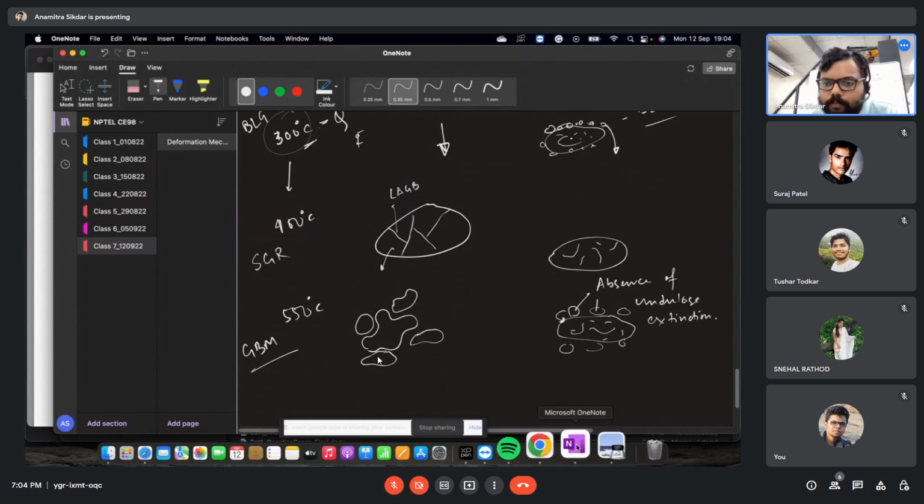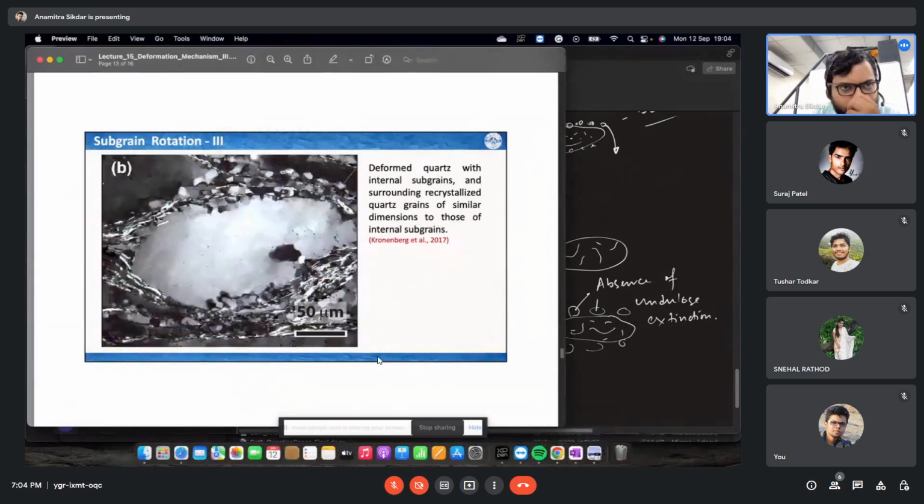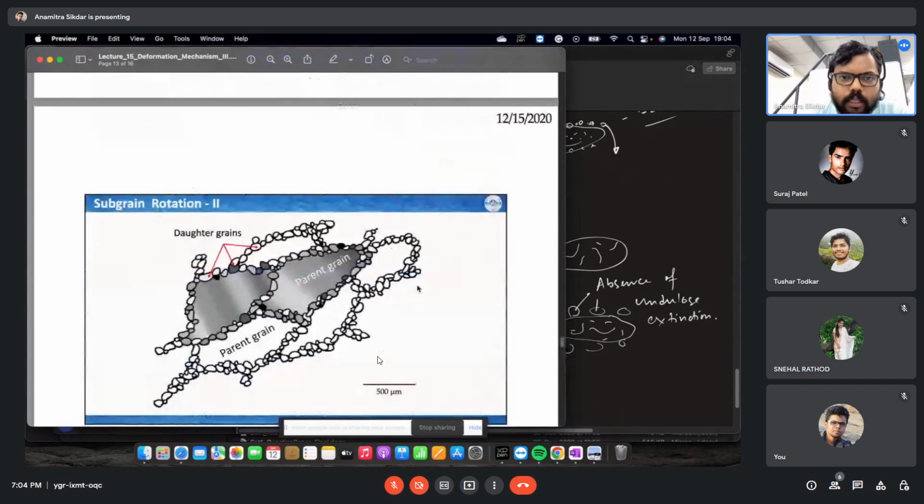For example, if you are seeing this, this is the parent grain, right? And these are the daughter grains. Here you see the grain is showing undulose extinction, but these grains are free of that, and the size is also very small.